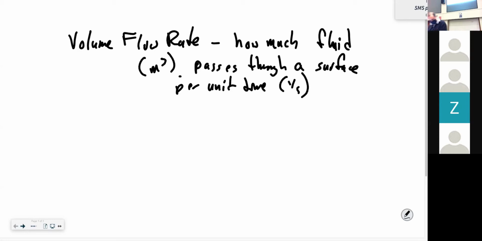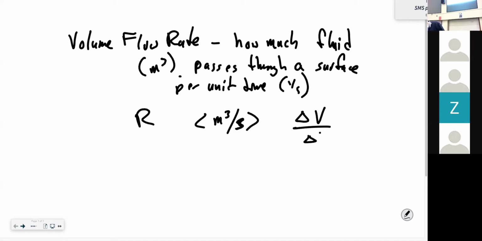So this is going to have units of meters cubed per second, say, or any other length unit cubed per time unit. Basically, you can think of this, we'll call this R, the volume flow rate, basically delta V over delta T. How much volume is passing through that in a certain amount of time.